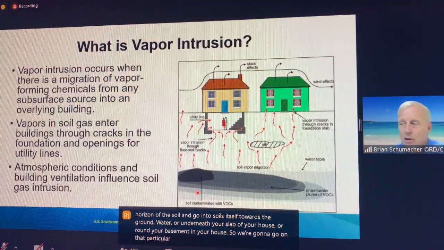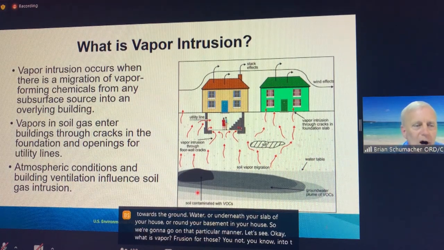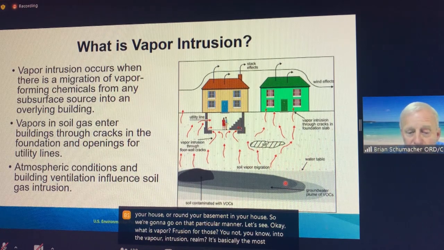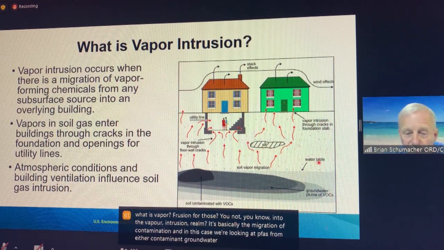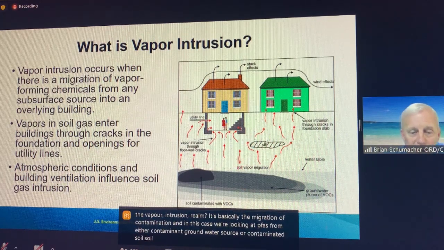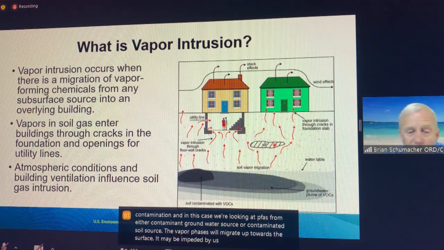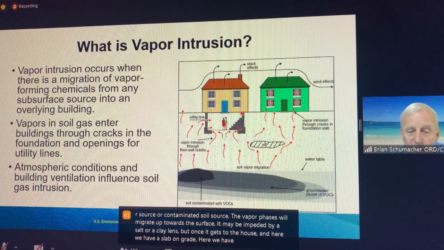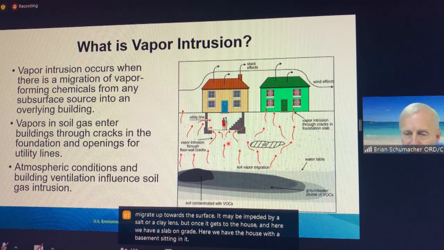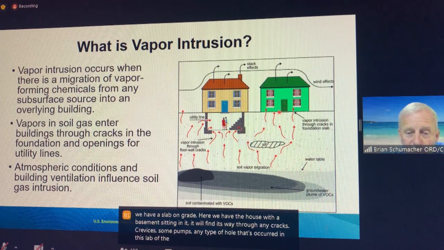Let's see. Okay, what is vapor intrusion for those of you not into the vapor intrusion realm? It's basically the migration of contamination, and in this case we're looking at PFAS, from either a contaminated groundwater source or contaminated soil source. The vapor phases will migrate up towards the surface. It may be impeded by a silt or a clay lens, but once it gets to the house, and here we have a slab on grade, here we have the house with a basement sitting in it, it will find its way through any cracks, crevices, sump pumps, any type of hole that's occurred in the slab of either the basement or the slab on grade.